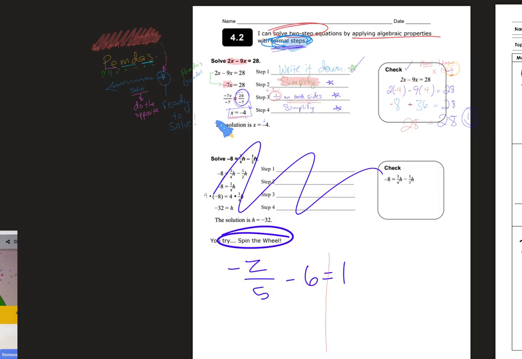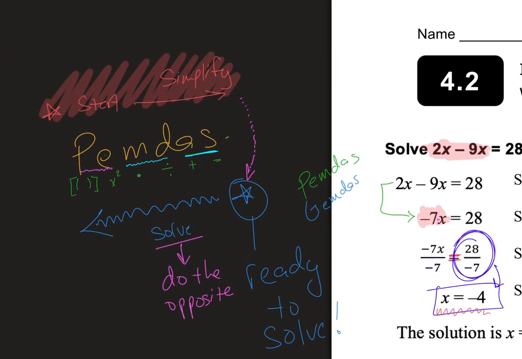There's no addition. There is subtraction, but guess what? I cannot subtract the 6 yet. I don't know what z is in order to subtract the 6. So guess what? We started to simplify. We started here. We went all the way down, and now we're ready to solve. We're going to solve by doing the opposite.